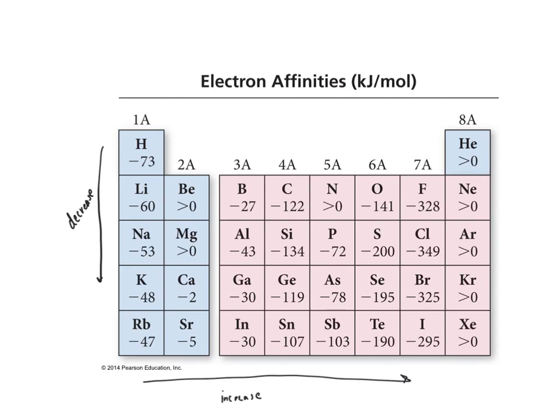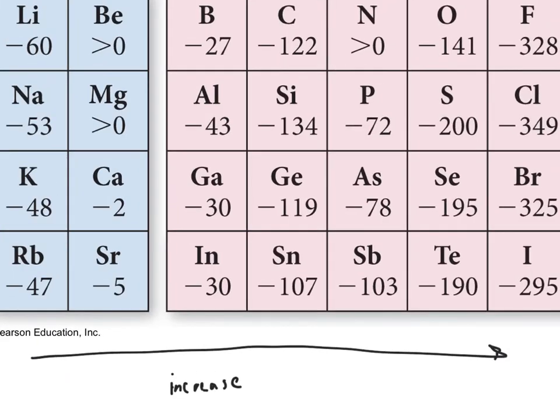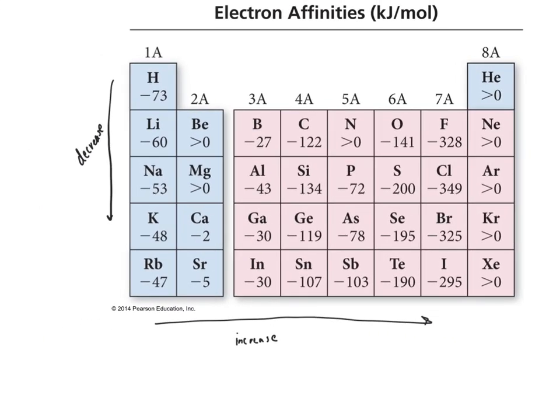Because of that, I don't really like to ask questions about electron affinities, okay? But just note what it's defining: the energy released when neutral atoms gain electrons. And in general, we see a decrease moving from top to bottom and an increase moving from left to right.